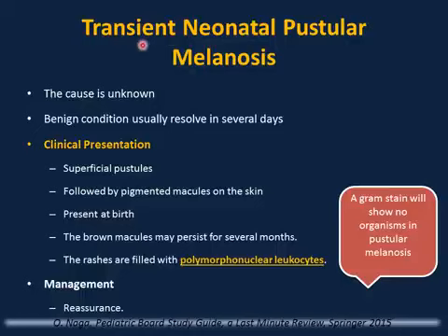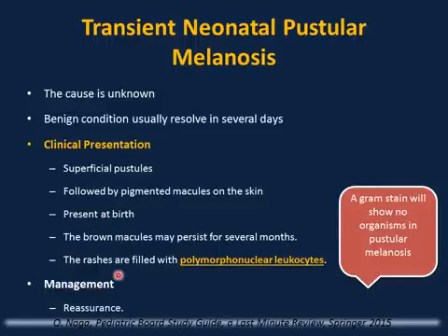This is a classic presentation of transient neonatal pustular melanosis. From the name, transient means benign, self-limited. Neonatal means it presents after birth. Pustular means pustules, followed by melanosis, or hyperpigmented macules. The cause is unknown. It is a benign condition, usually resolved in several days. Clinical presentation: superficial pustules appear on the face and the body, followed by pigmented macules in the skin. Presents at birth. The brown macules may persist for several months.